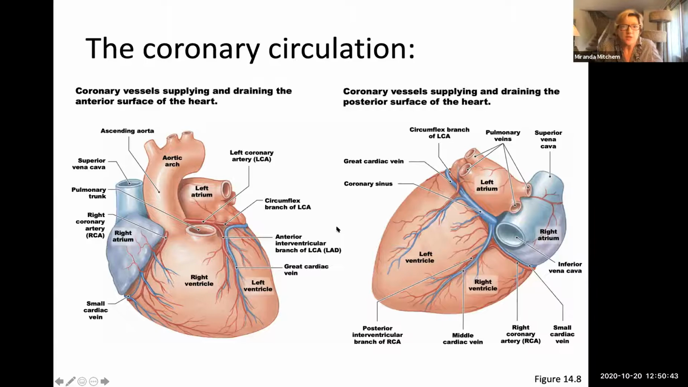So that purpose is simply to supply the heart with what it needs and remove the waste products so that they don't build up. But just like we see in the rest of our body, there's a branching of sizes within the coronary circulation too, where the vessels start big and then they get smaller and smaller so that there can be exchange through those capillaries.